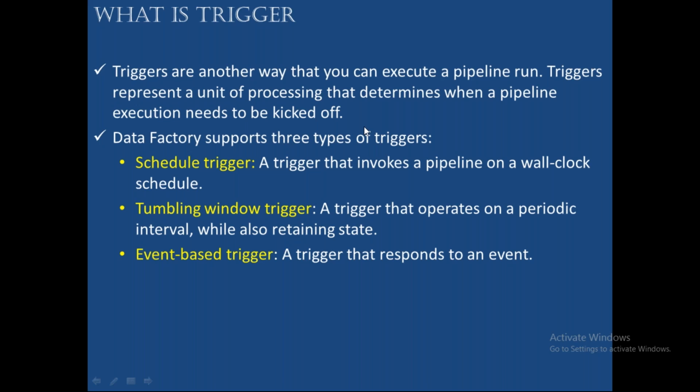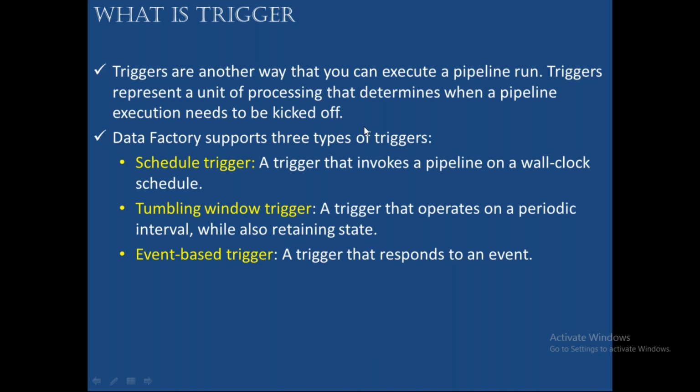But in the tumbling window trigger, you will have periodic intervals. For example, I want to run every 5 minutes. If you say that, it is going to create fixed-length windows. Example: from 7 to 7:30, I want to run every 5 minutes. Then it will create windows. 7 to 7:05 is one window. 7:05 to 7:10 is one window. 7:10 to 7:15 is one window. 7:15 to 7:20 is one window. 7:20 to 7:25, 7:25 to 7:30. So in total it will create 6 windows, and every 5 minutes it is going to run your pipeline.